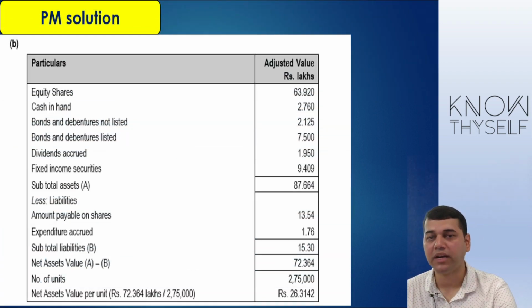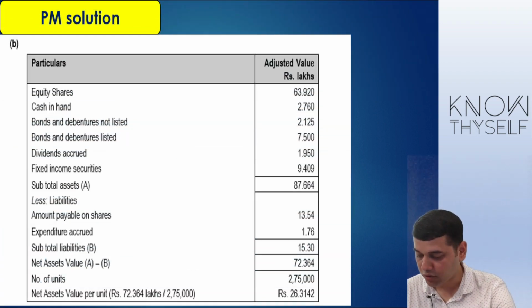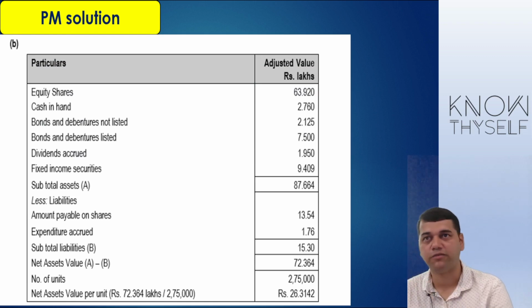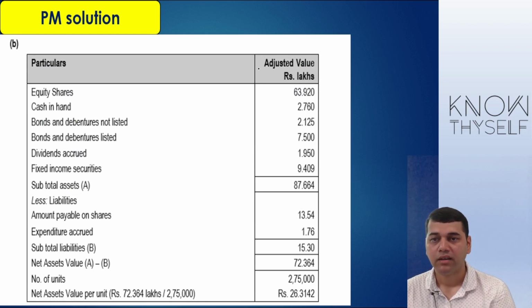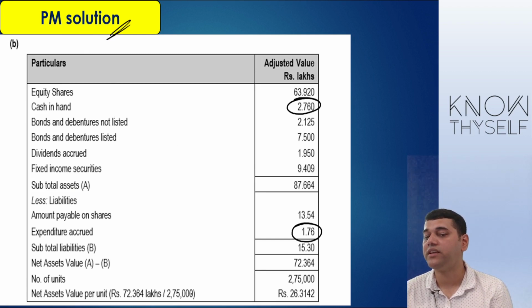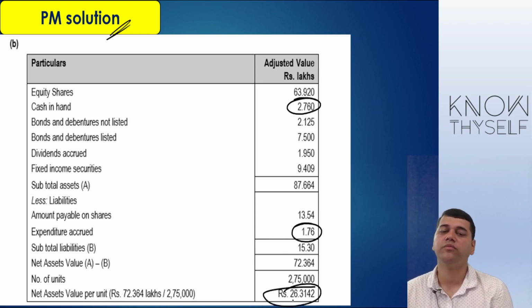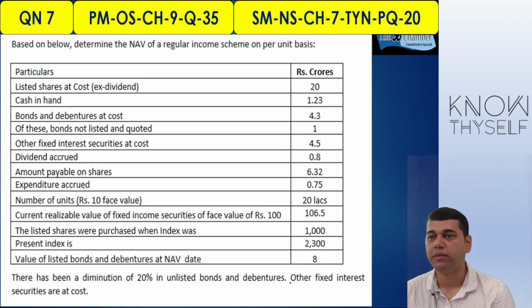Next question also we have marked important because these questions have not come till now in the exam. Well, the first part of the question has come. Equity shares is given. Oh, sorry, not a question, this is the practice manual solution. I just wanted to show you the liabilities 1.76, that operating expenses, they didn't show where they deducted. Despite that, they have given both in the MTP also. The RTP is also the same, 26.314 is the answer. Okay, next question. This is also marked important.